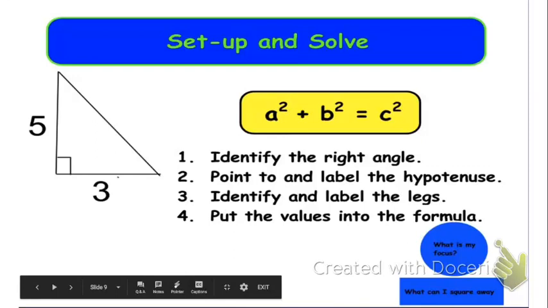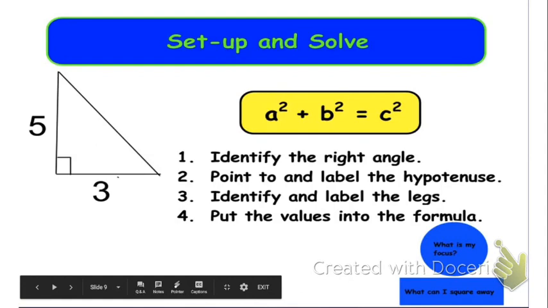Okay guys, so now that we have made our foldable and we understand that we have a leg A and a leg B, and then we have our hypotenuse, which is also leg C, and leg C is directly across from the right angle. We're going to go ahead and set up and solve this to find the missing hypotenuse or leg C, which is the same thing.